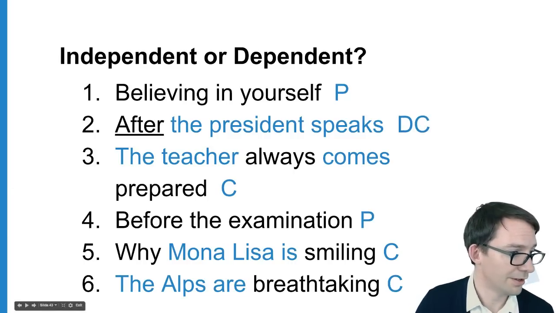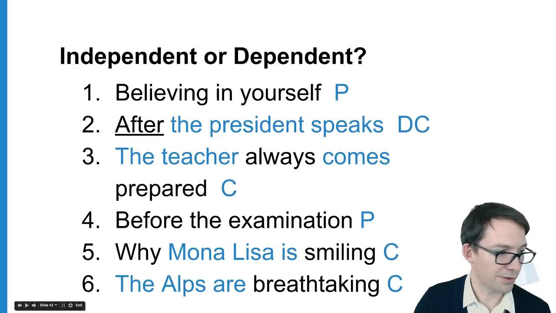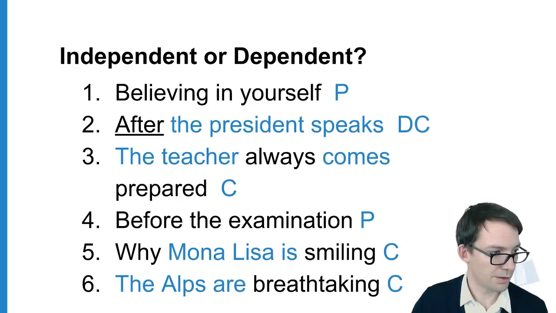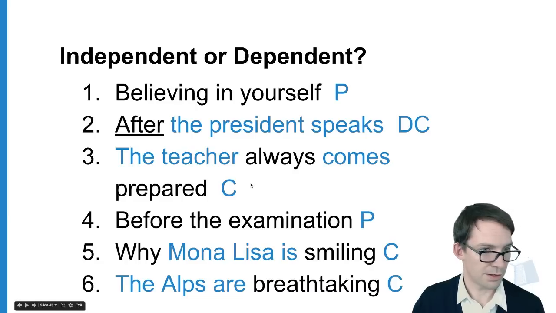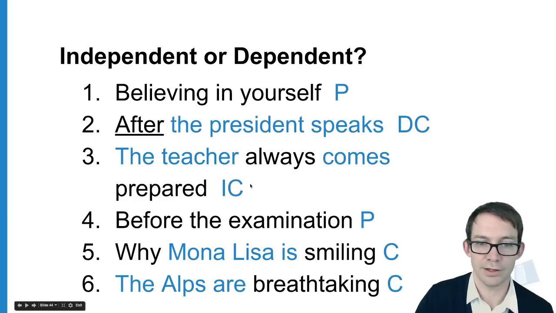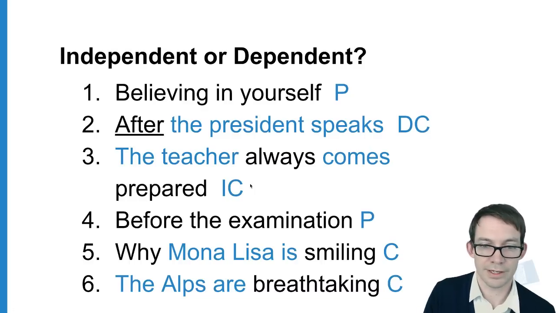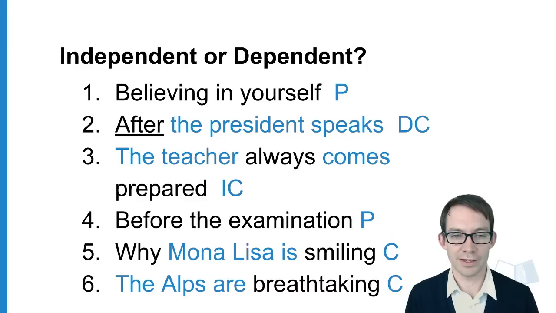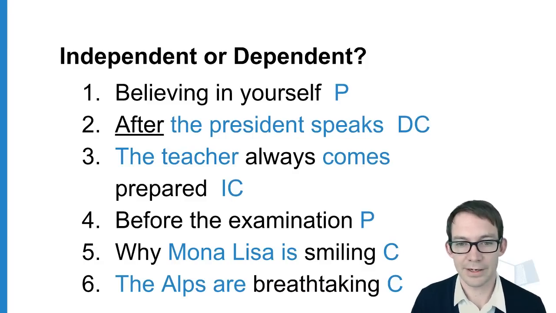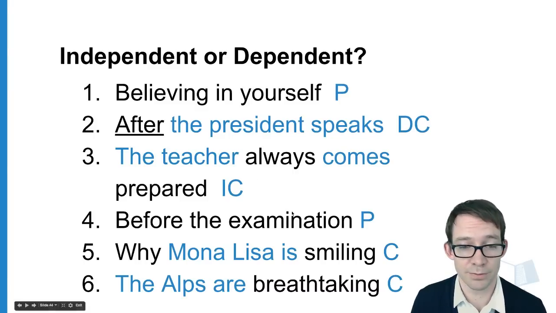Good. What about number 3? Some answers coming in. I think most of you are saying that number 3 is independent. And that's correct, right? Because you've got the subject and the verb, and it's a complete idea there. If you put a period on there, it's really just a sentence. It's perfect.